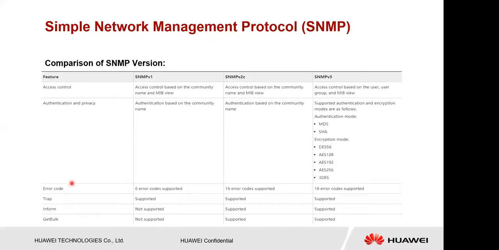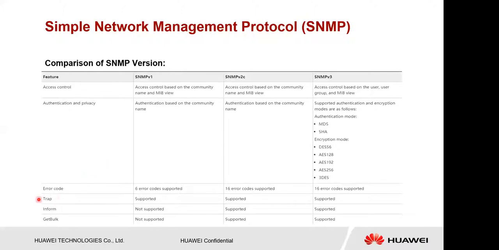For the error code, SNMP V1 supports 6 error codes, while V2C and V3 support 16 error codes. For the trap feature, all of the SNMP versions support trap, while for inform, only SNMP version 2 and also SNMP version 3 support it. Basically, the inform feature is when the device sends, for example, if there is an alarm on the device, it will send to the NMS, and the NMS will reply with the inform response packet.